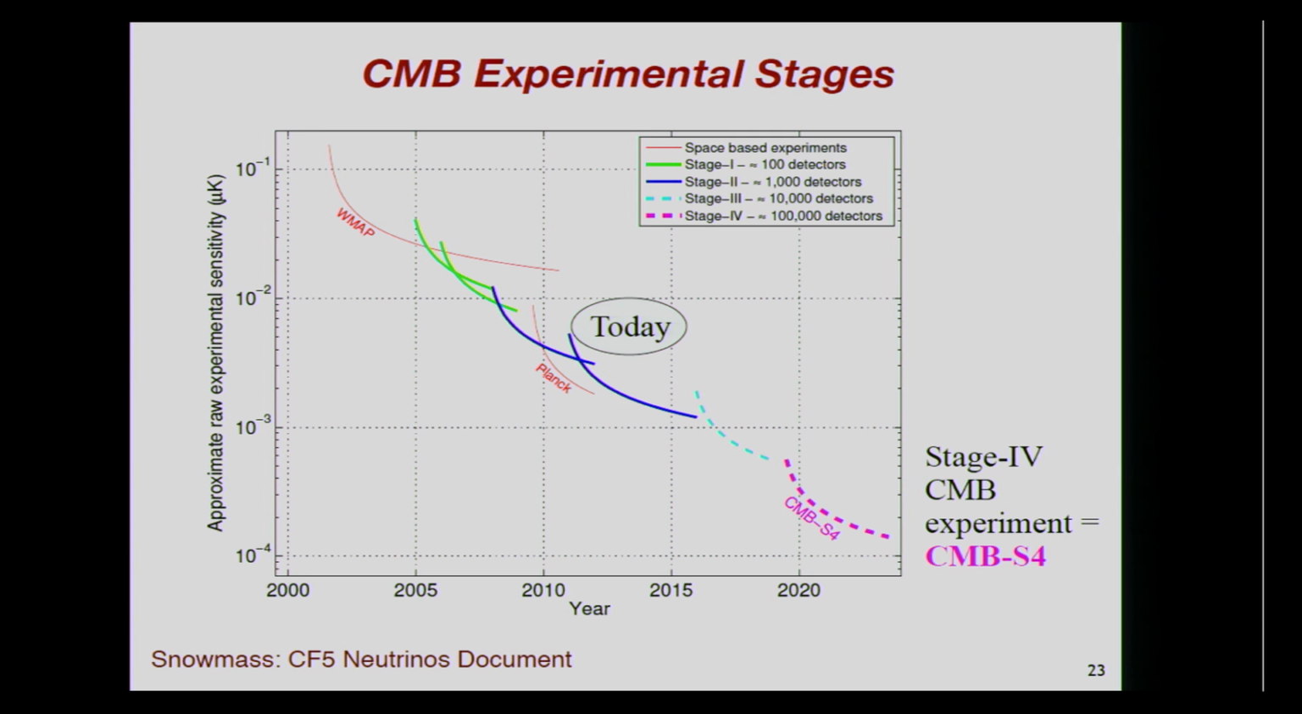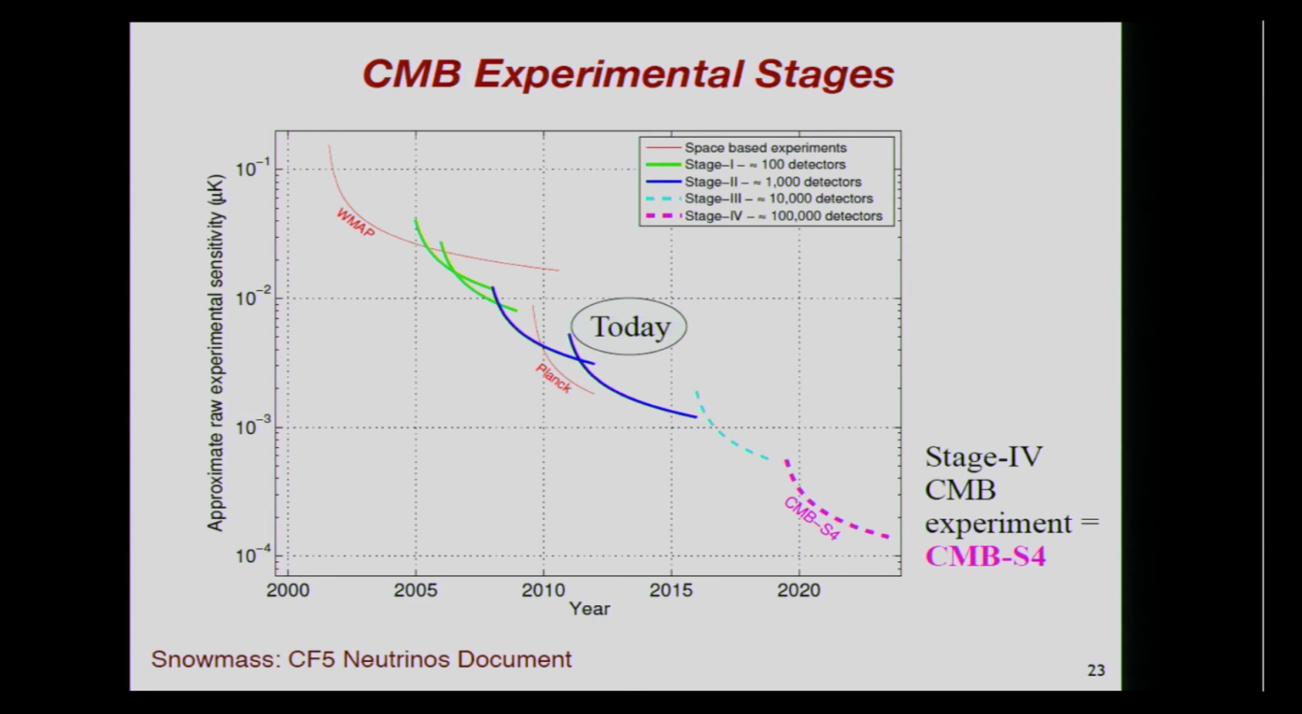And this is just showing a plot of the instrument sensitivity versus year for ground-based measurements at various stages, which we defined in this process, basically corresponding to order of magnitude increases in detectors, going from Stage 1, to Stage 2, which is the current generation of systems, to Stage 3, which is the next generation and will have 10,000 detectors, and then Stage 4, which will have 100,000 plus detectors.